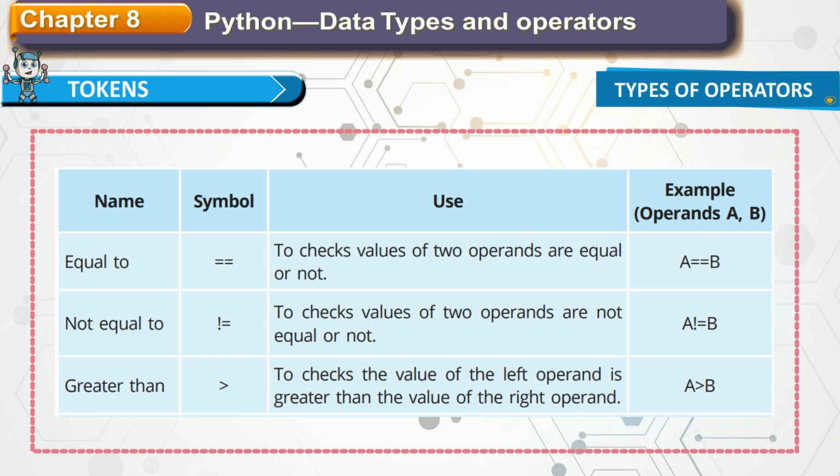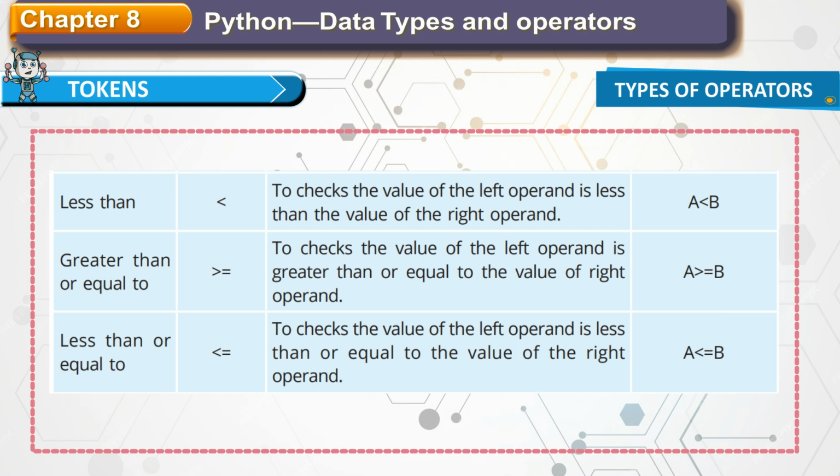Name, symbol, use, example. Operands A, B. Equal to: checks whether the values of two operands are equal or not, A == B. Not equal to: checks whether the values of two operands are not equal, A != B. Greater than: checks whether the value of the left operand is greater than the right operand, A > B. Less than: checks whether the value of the left operand is less than the value of the right operand, A < B. Greater than or equal to.